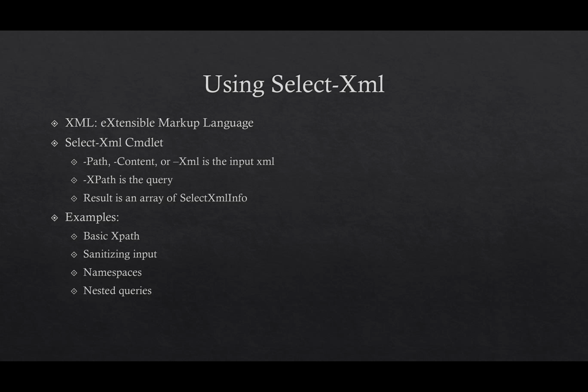In our examples, we looked at some very basic XPath. We also added predicates to be able to select elements that have desired attributes. We looked at dealing with user input and making sure that input doesn't blow up your query. We looked at namespaces, where you have to have a hash table that maps prefixes to namespace URIs. And we looked at an example at the end in which an XPath query is run on the result of a previous XPath query, which we call nested queries. So that summarizes using Select-Xml to query XML in PowerShell.